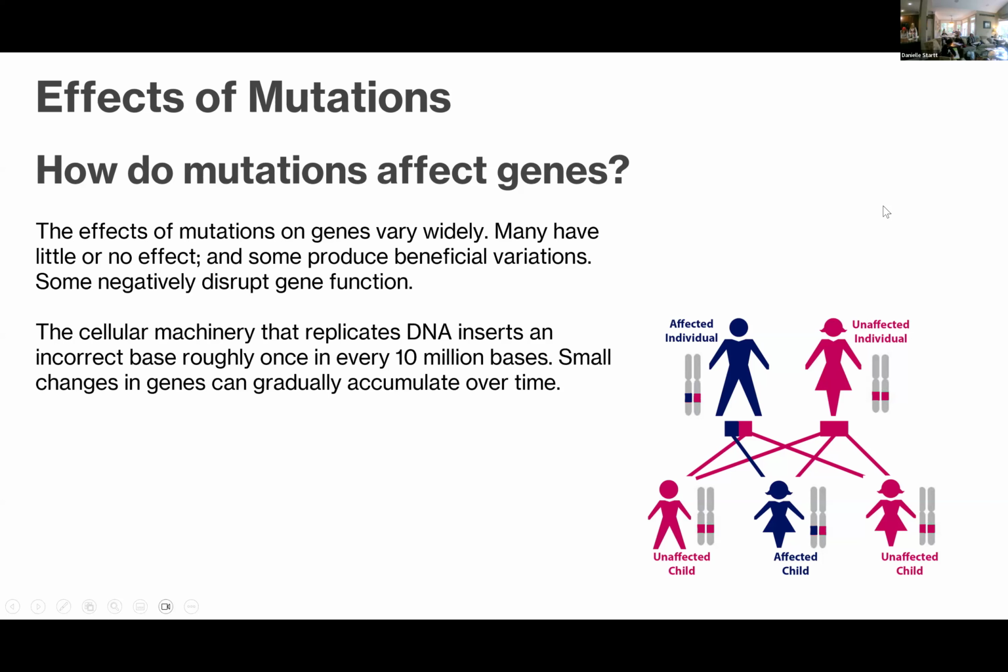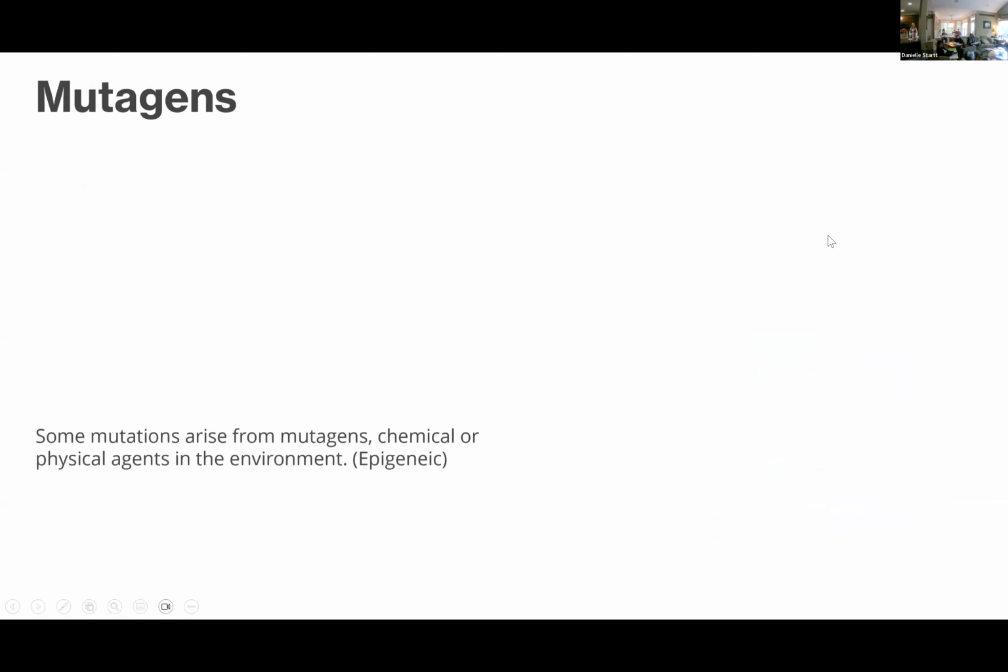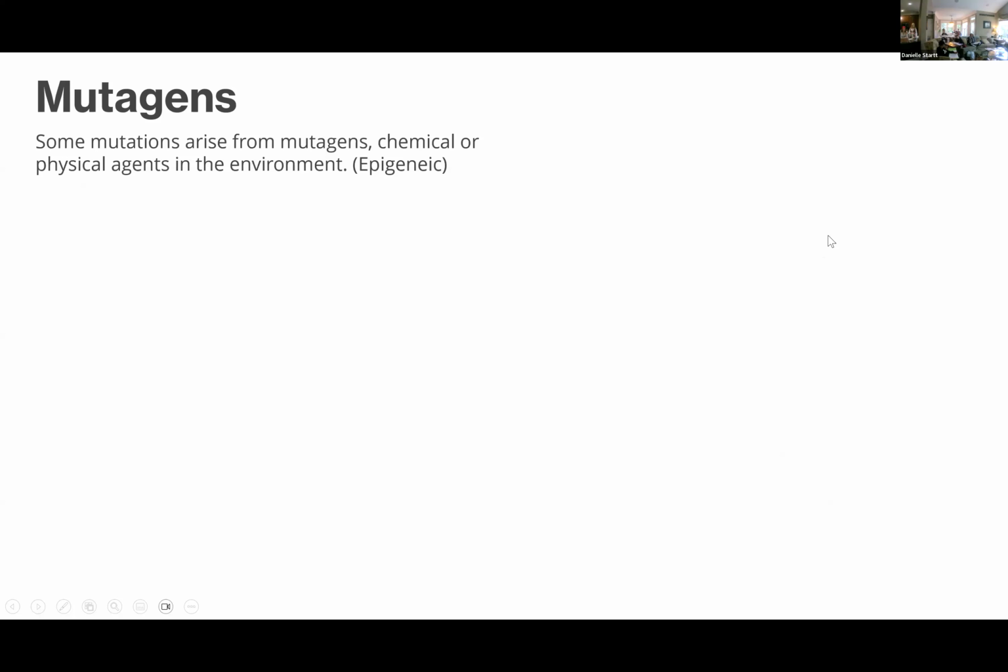The cellular machinery that replicates DNA inserts an incorrect base roughly once every 10 million bases. So it happens all the time. Small changes in genes can accumulate over time, though, and then eventually affect an offspring, even if they didn't from the beginning. So then we have what are called mutagens, and mutagens are things that cause mutations.